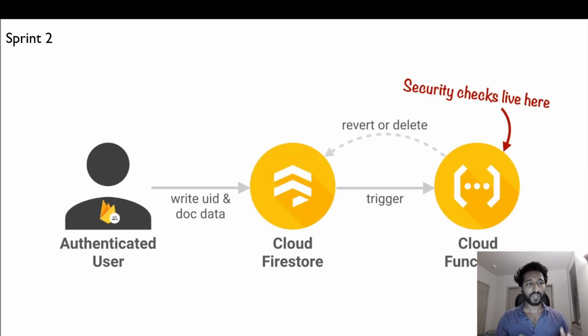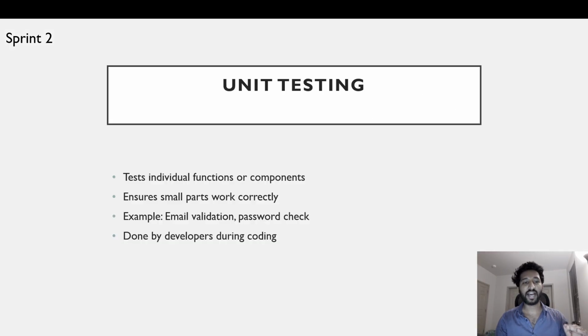Coming to here, I used authenticated user, Cloud Firestore, and Cloud Functions, these three things step by step: write and UID doc data, reverting or deleting, and security checks live here. So this is the unit testing I have done. Unit testing mainly focuses on testing individual functions or components and ensuring small parts work correctly, for example email validation and password checks, done by developers during coding.